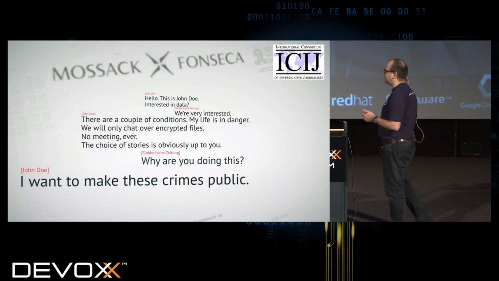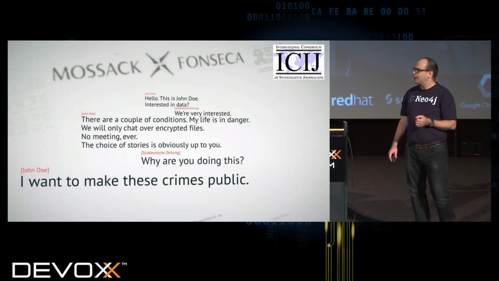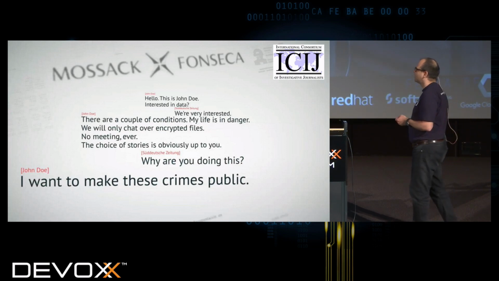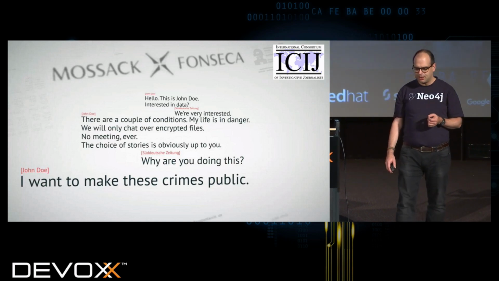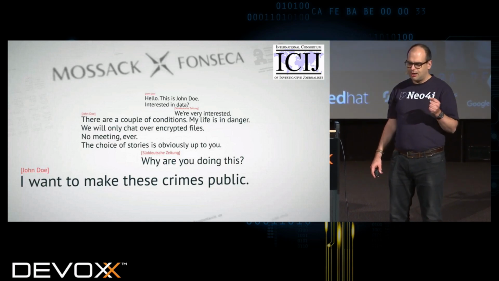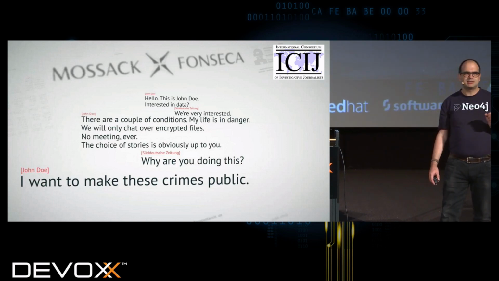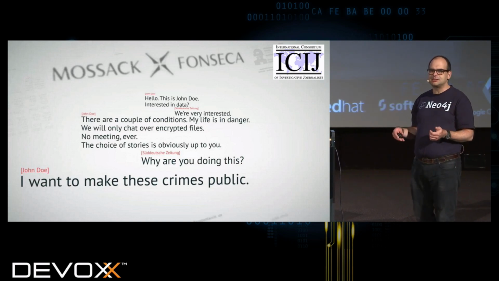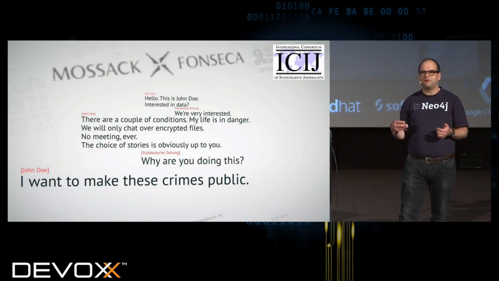And exactly that happened more than a year ago. So there was a guy who named himself John Doe, and he offered some data. And he said, okay, I'm going to give you a lot of data, but there's some rules. One rule is that data is highly sensitive. So if my name is going to the public, I'm fearing for my life.